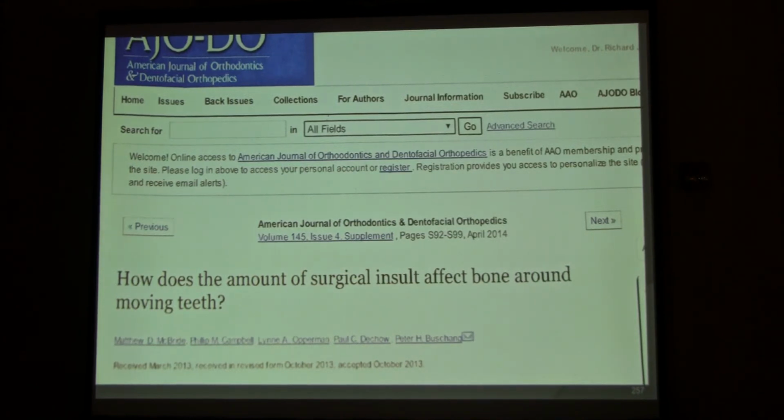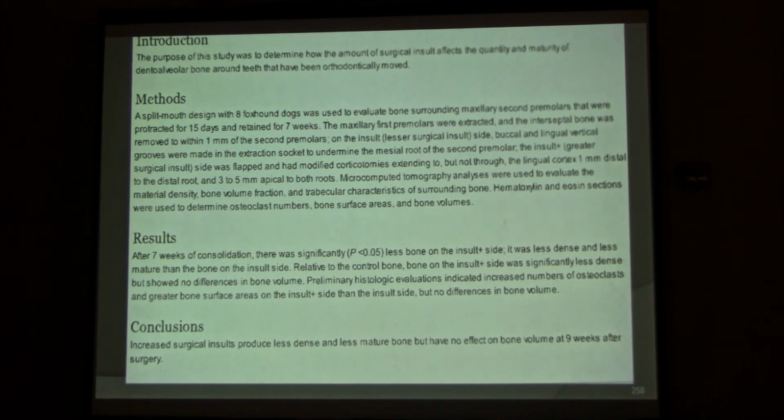And they did, in this nice study, a little and then a lot, and they found that increased surgical insults produce less dense bone, less mature bone, but have no effect on bone volume. What they mean is, at the end, it didn't really affect the total volume of the bone. So the quality of the bone was good, but yet the more injury you did within reason, the better results you got. So a little simple puncture is not going to be as good as a real cut. This was basically what they were showing.